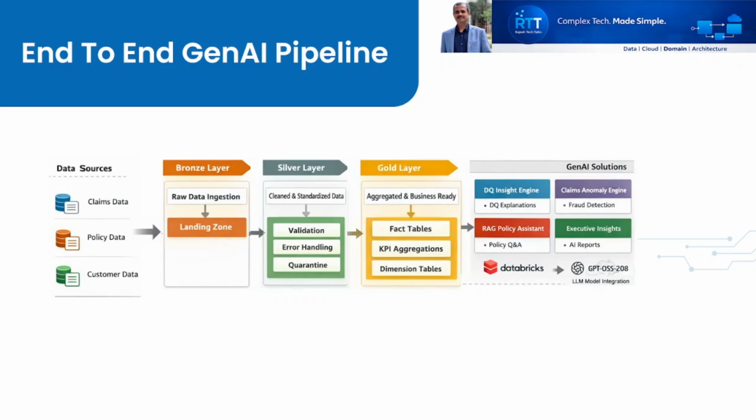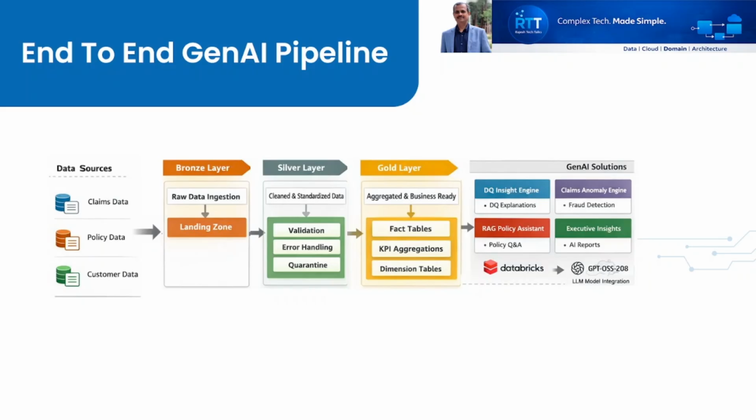We can have applications like claims anomaly detection, and this is for fraud detection. Another application is a RAG based policy assistant, which will be used for question and answering. Executive insights are the fourth application, which are used for AI generated reports. So these are a couple of solutions which can be built on top of the gold layer, keeping in mind the insurance domain data. And all of this can be built on Databricks.